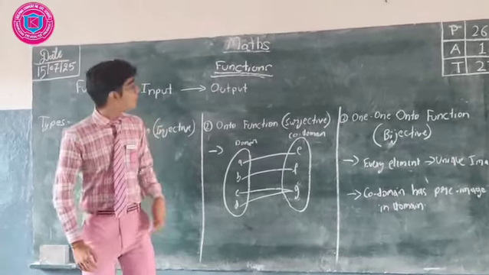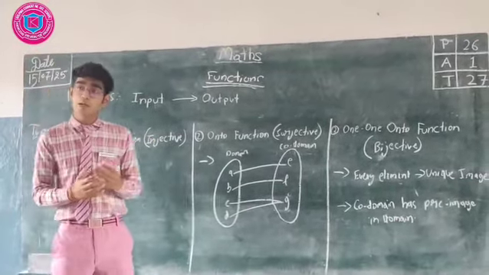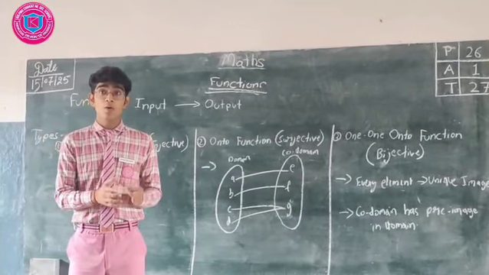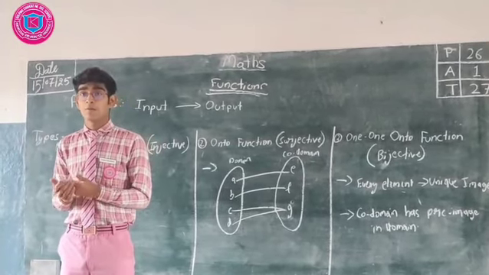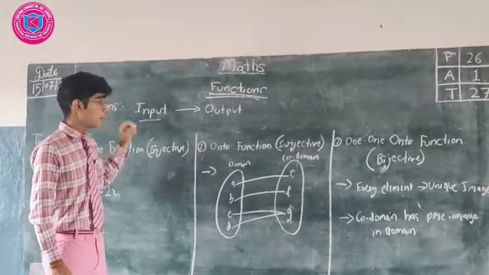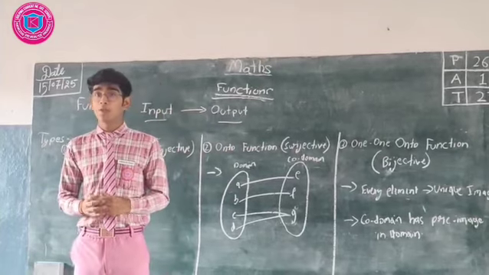So let's begin. If you guys ever use a vending machine, in a vending machine, we put a coin and we get an output, an item, from the vending machine. Similarly, in functions, if we put an input in the function, then we get an output. If we didn't get an output, it is not said to be a function.